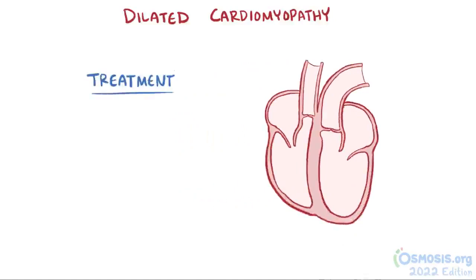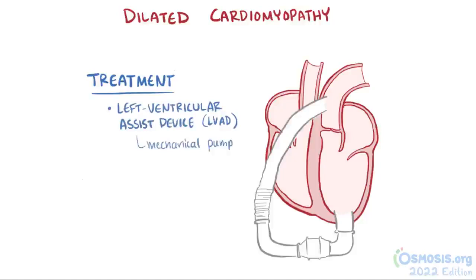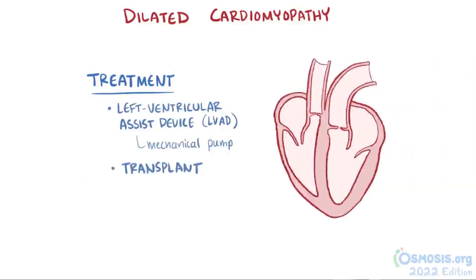Treatment for severe dilated cardiomyopathy can include a left ventricular assist device, or an LVAD, which is a mechanical pump that literally assists the heart in distributing blood. And in extreme cases, someone might have a heart transplant.